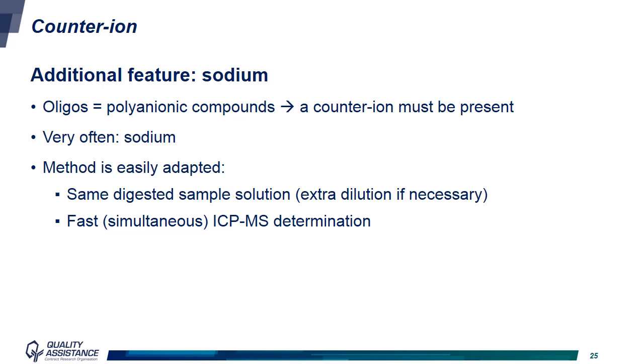An interesting additional feature is sodium determination. Oligos are polyanionic compounds, so a counterion must be present, and very often it is sodium. This method is easily adapted. We can use the same digested sample solution with an extra dilution if necessary, and we can easily determine the sodium concentration using the same ICP-MS, eventually simultaneously.